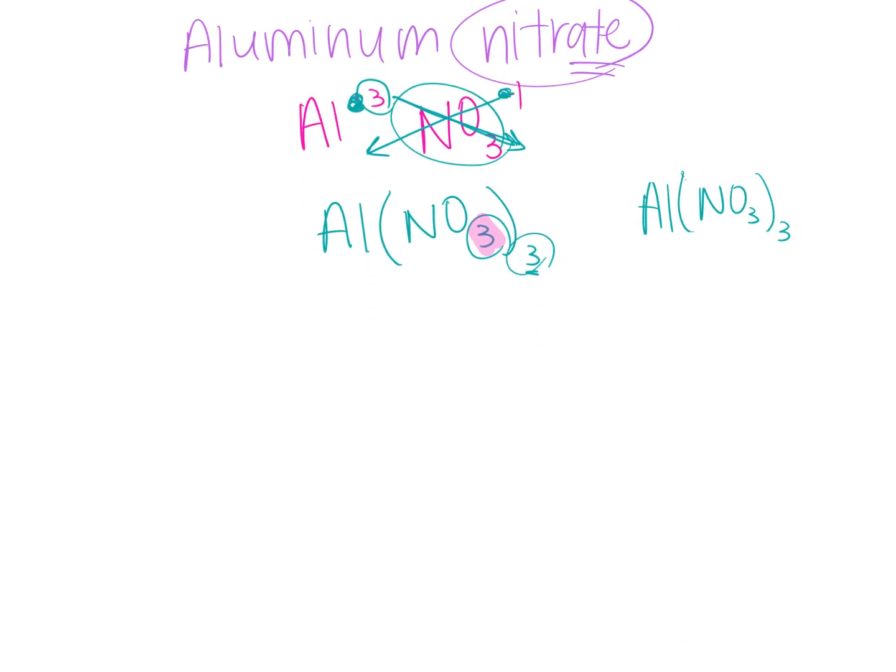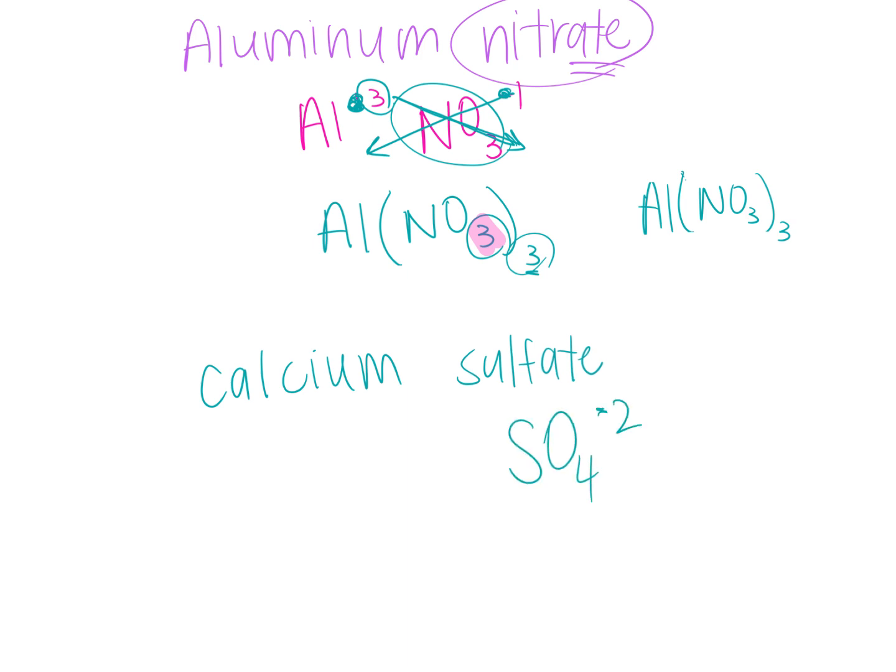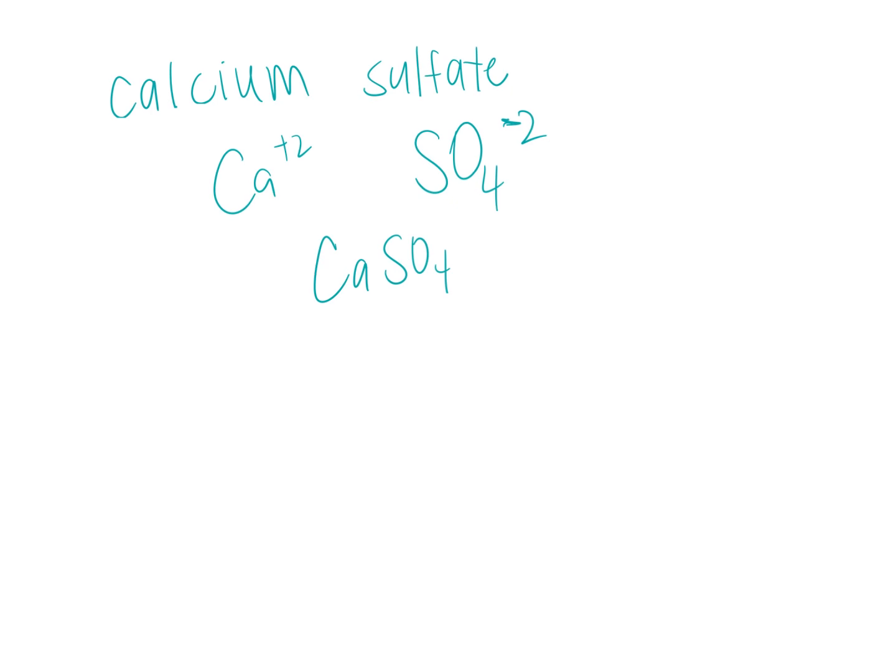Let's try calcium sulfate. Sulfate is SO4 minus 2. And what is calcium? Calcium is plus 2. So what do we see about these two particular ions? They cancel out. They're going to go together right away, aren't they? Yeah, so it just becomes CaSO4.